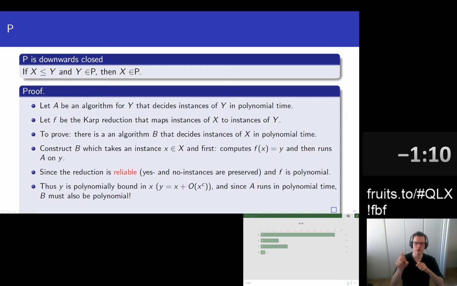So by first doing the reduction, the transformation of my instance, and then calling my polynomial time algorithm, I have constructed a polynomial time algorithm to solve problems from X, meaning X must be in P. Are there questions about this? So this is the proof that P is downwards closed. I see no questions pop up yet. I'll give you a couple more seconds.